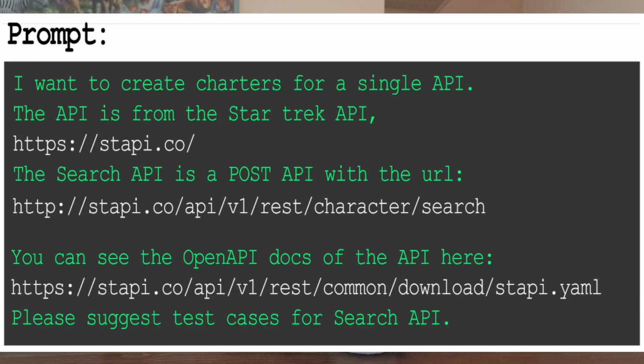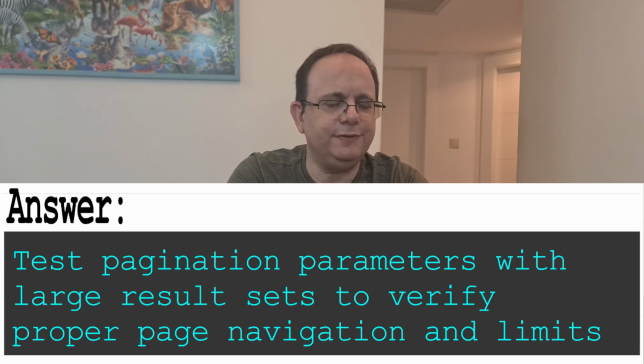So I went to my test subject, in this case Claude Sonnet, and I gave it this prompt. Suggest test cases for this POST API about searching characters. And I gave it a schema. I'm guessing I'm not the first to ask because I got really good answers. Here are a couple of them. The first one was about basic search, naturally. The second was more specific.